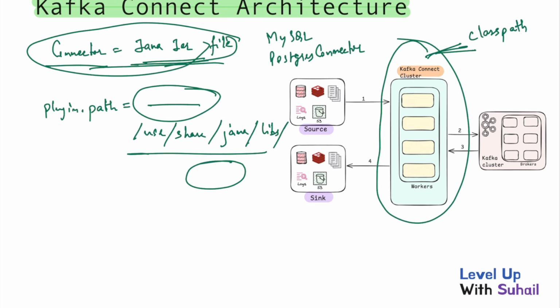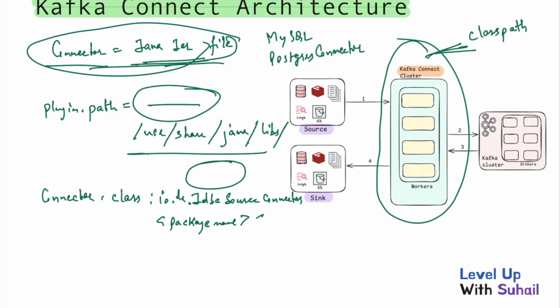You need to specify which connector you want to use, so you specify it in the connector configuration. You need to specify the class because every connector is a jar file, so you need to specify the class file name. For example, connector.class, and if I am using the JDBC source connector, you need to mention that class file name, and it should be the fully qualified name with the package. For example, io.debezium.something. So it has to be the fully qualified name: package name and then the class name.